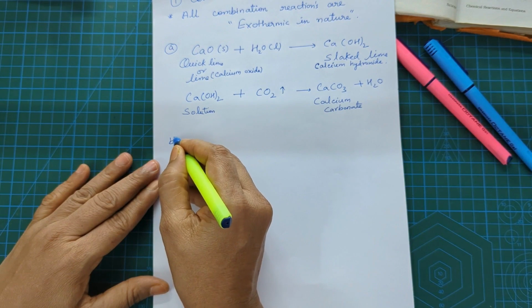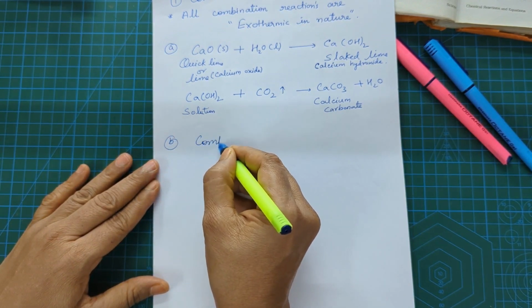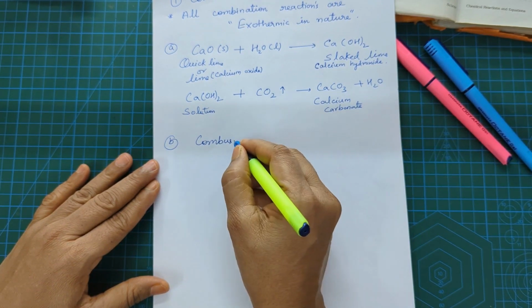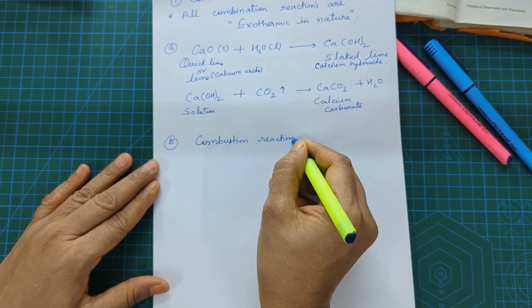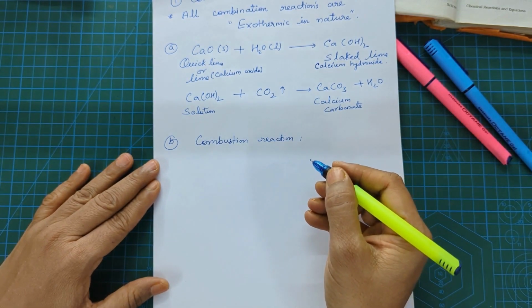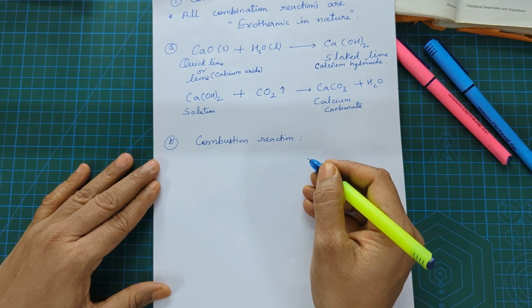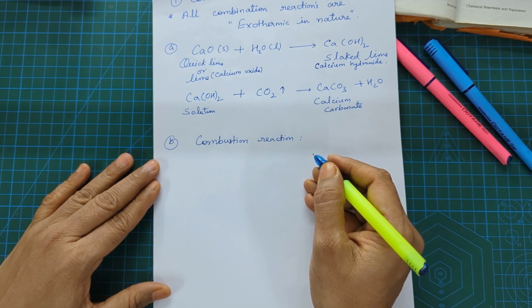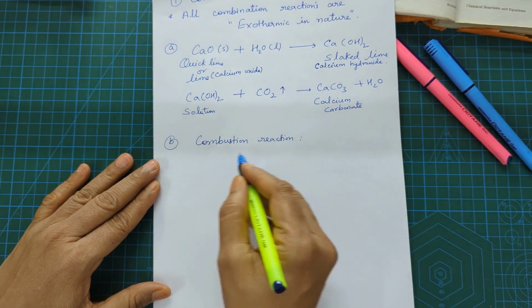Now we'll go to the second example of a combination reaction. All combustion reactions are combination reactions. What is the meaning of combustion reaction? Combustion is a process in which fuel burns in presence of oxygen. That means any fuel, solid, liquid, gas, when heated to its ignition temperature, then in presence of oxygen, forms carbon dioxide and water, and in the process heat is produced. That procedure is called combustion reaction.